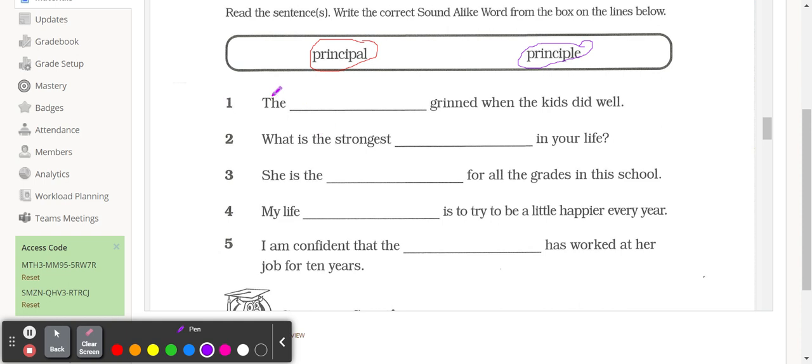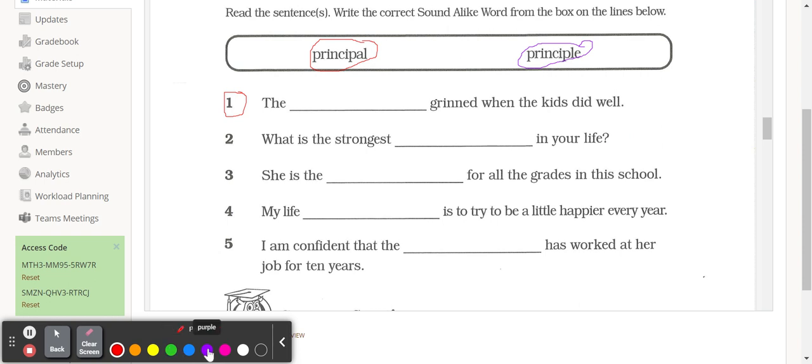All right. The principal grinned when the kids did well. I can see that as Mr. Thomas smiling if you do well. Number one is principal. P-R-I-N-C-I-P-A-L. Number two, what is the strongest principle in your life?